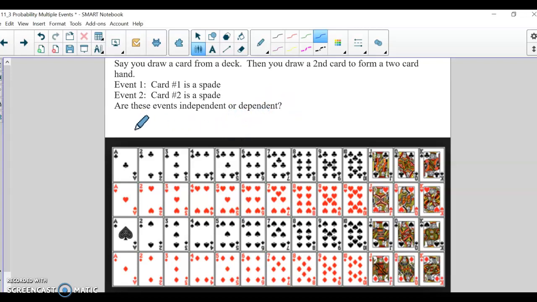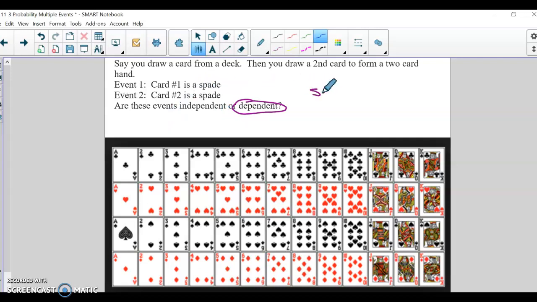Dependent or independent events. I guess we're not doing the and probabilities yet. I know I kind of started that with the game, but are these dependent or independent events here? First card is a spade, and then you draw a second card without replacing the first card. What is the chance the second one's a spade? Okay, and so these would definitely be dependent. If you don't put the card back, the chances that your second card is a spade depends on if you got a spade or not.